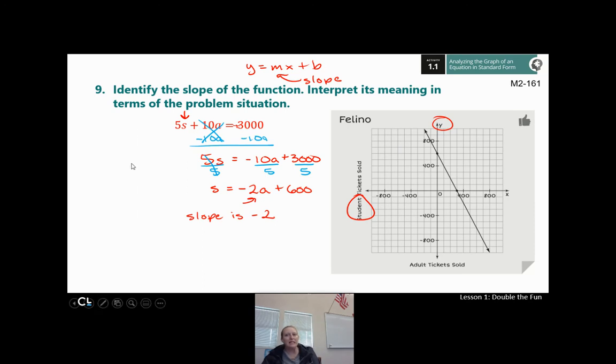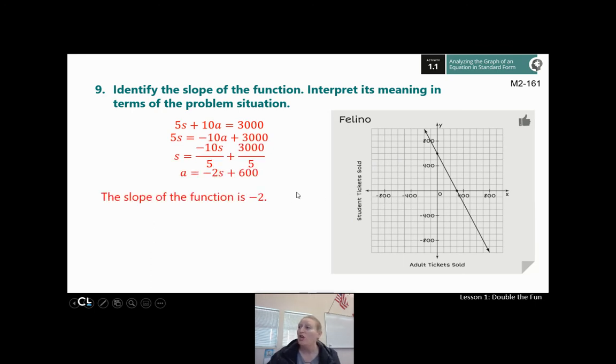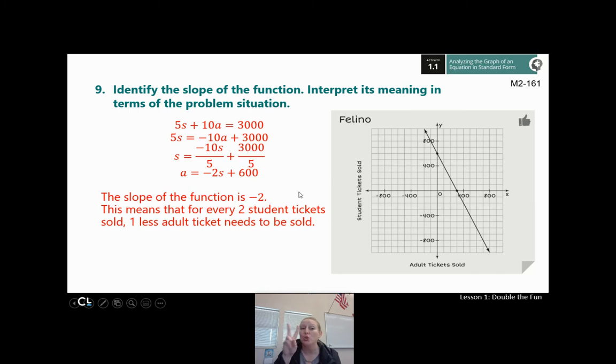So what does that mean? That's the question. I'm going to erase all this. The slope of my function is negative 2. So that means that for every 2 student tickets sold, 1 less adult ticket needs to be sold. That's, again, negative slope. We knew it was negative. It was going downhill no matter what we did.